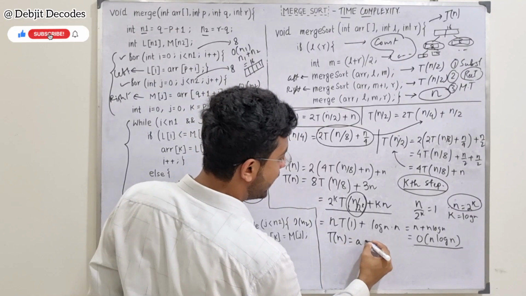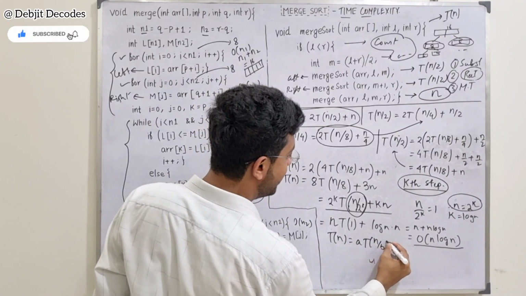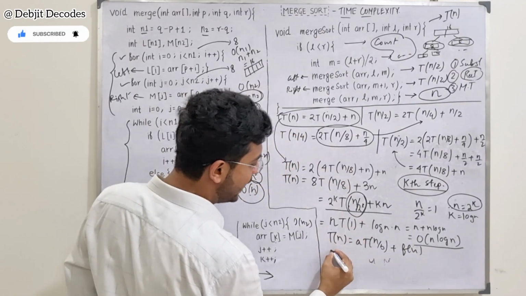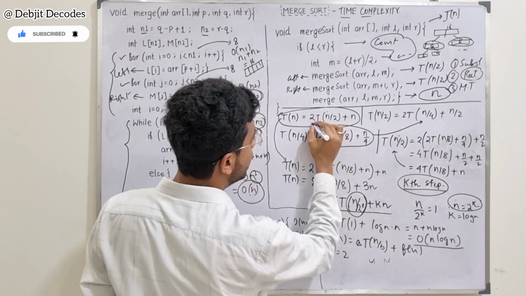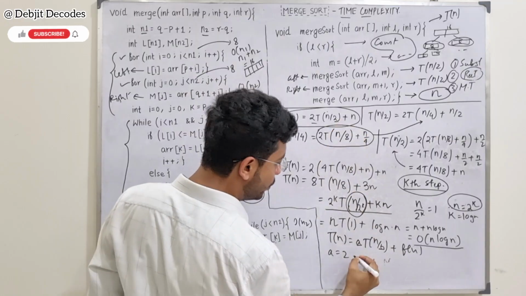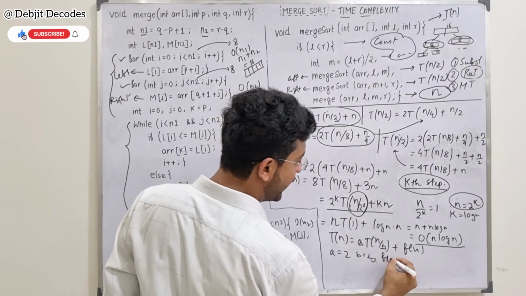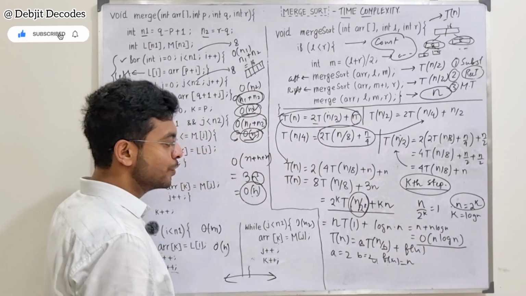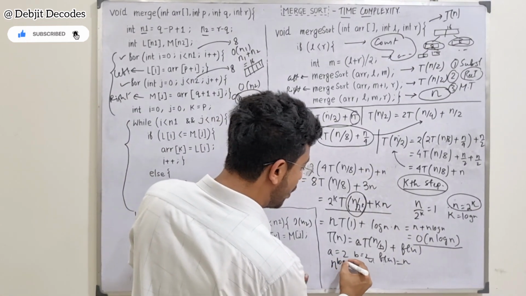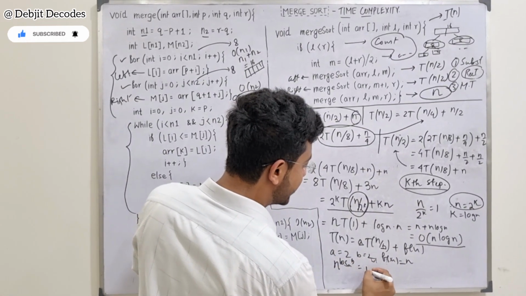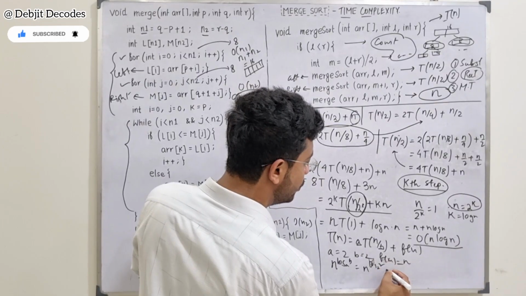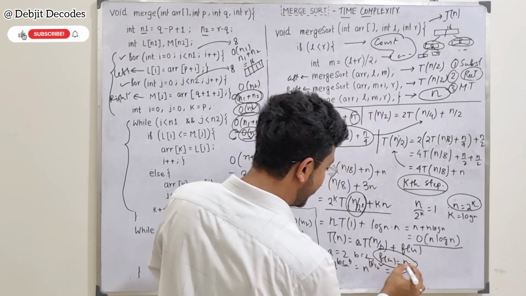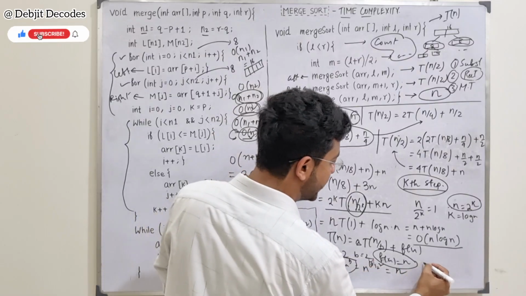T of n equals a of T of n by b plus f of n. So here, what is the value of a? a is 2. What is the value of b? b is also 2. And what is f of n? f of n is nothing but n. So we calculate n to the power log a base b, that is n to the power log 2 base 2, which is nothing but n. So here f of n and n to the power log a base b are both equal.